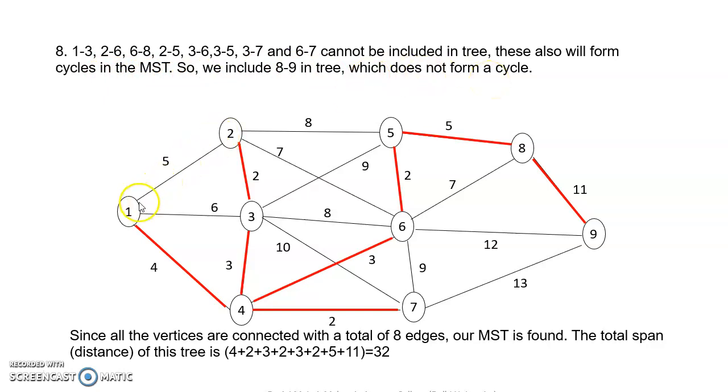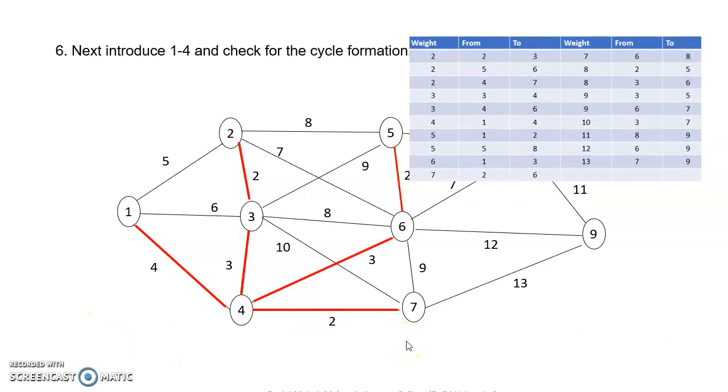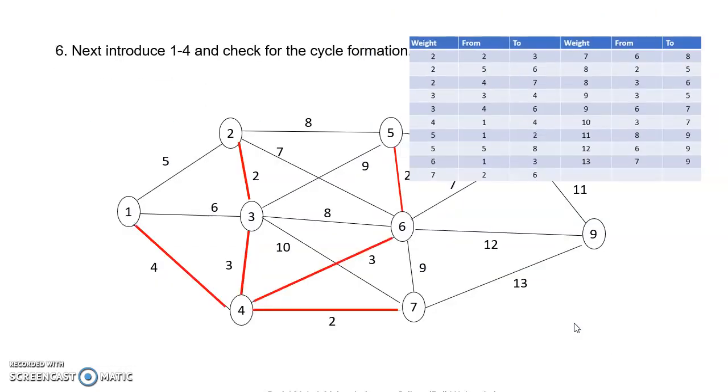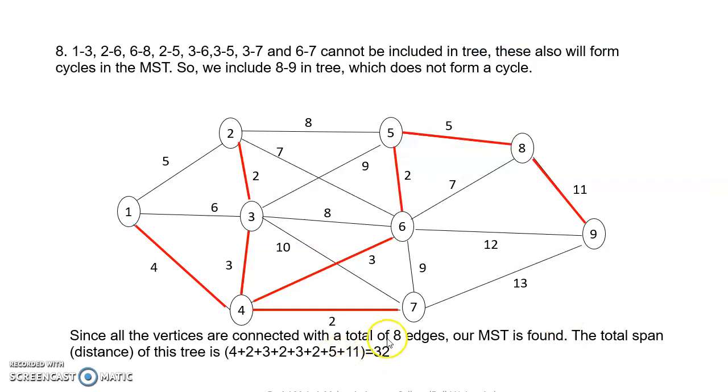Now all the vertices of the network are connected using the tree arcs. So since all the vertices are connected with a total of 8 edges, remember we had seen over here that the total number of edges in a minimal spanning tree should be equal to 1 less than the total number of vertices, which is 8 in this case. So we have 8 edges and all the vertices are connected, and hence the minimal spanning tree is found. The total span of this particular minimal spanning tree is 32.